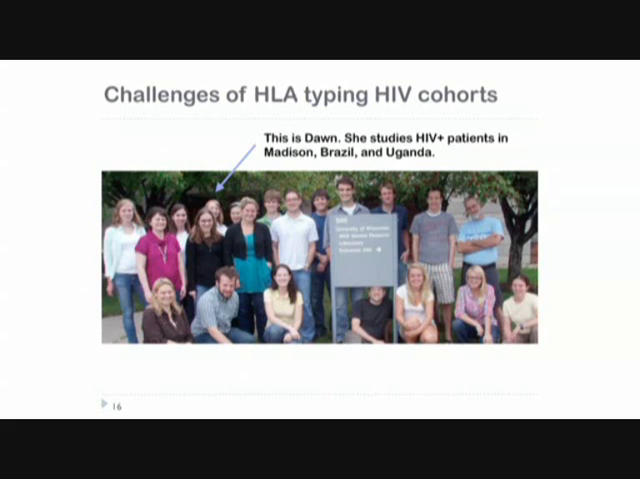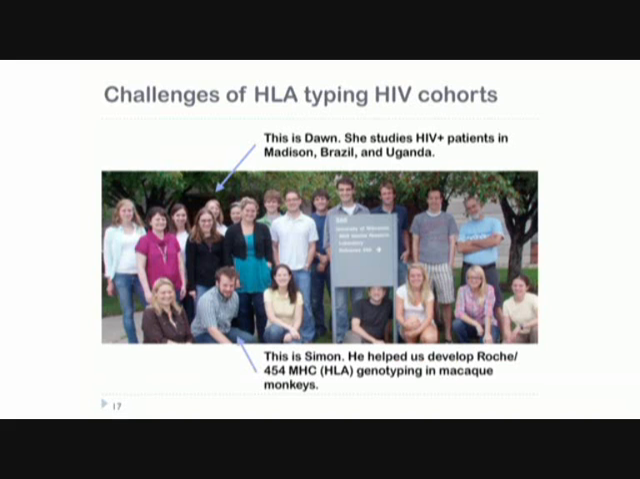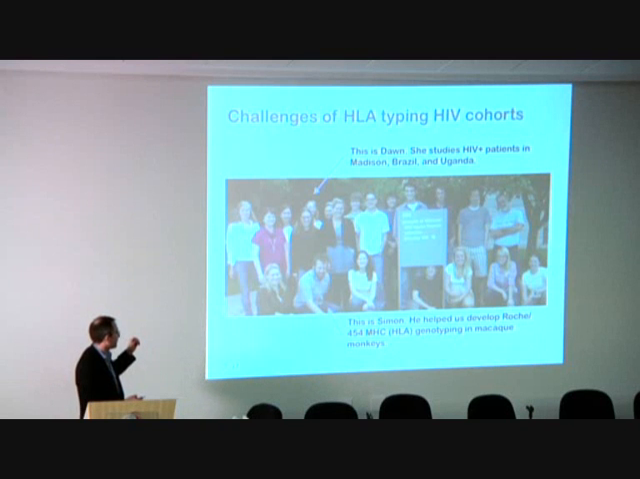Now, one of the challenges of obtaining this sort of data was made obvious to me about 2 years ago. So this was a picture of my lab as of about August. And this is Dawn back in the back corner. Some of you have met her. A few of you who've been to Wisconsin have actually worked with her. And she studies HIV-positive patients in Madison and Brazil and Uganda. And in the front row, this is Simon. He helped us develop the MHC typing in macaque monkeys that preceded our study of HLA genetics in people.